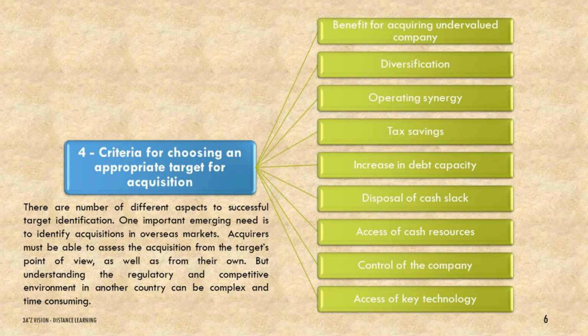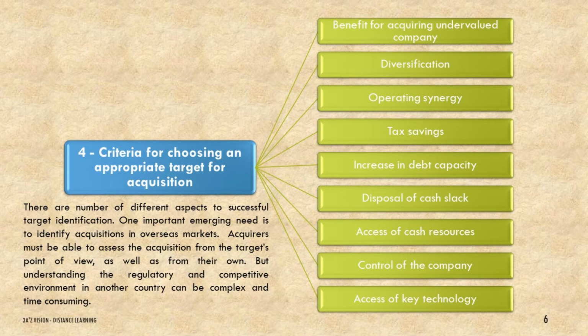Criteria for choosing an appropriate target for acquisition. There are a number of different aspects to successful target identification. One important emerging need is to identify acquisitions in overseas markets. Acquirers must be able to assess the acquisition from the target's point of view, as well as from their own. But understanding the regulatory and competitive environment in another country can be complex and time-consuming.